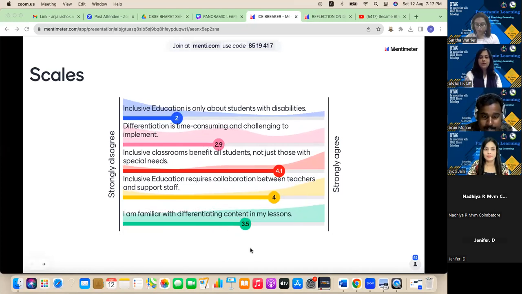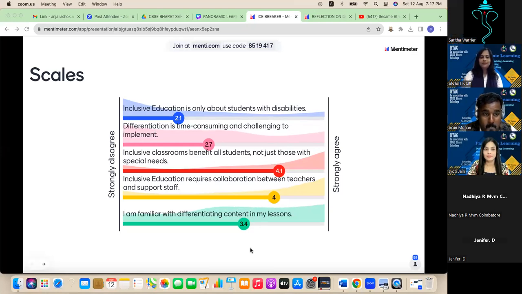So as we can see on my screen, inclusive education is only about students with disabilities. And we can see the votes. Differentiation is time-consuming and challenging to implement. Inclusive classrooms benefit all students, not just those with special needs. Inclusive education requires collaboration between teachers and support staff. And I'm familiar with differentiating content in my lessons. Most important part, are you familiar with differentiating content, or are you aware of differentiation? So I can see that there are many who are not aware of this concept and they need more inputs to this.